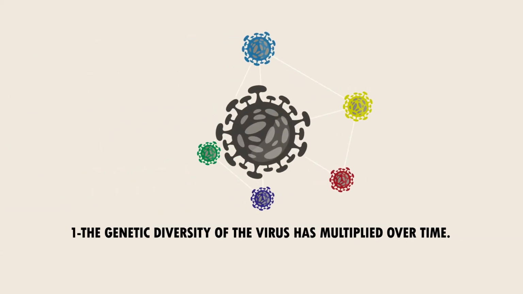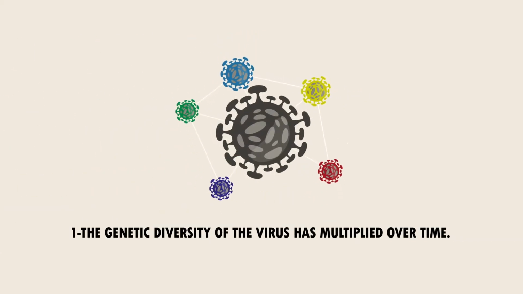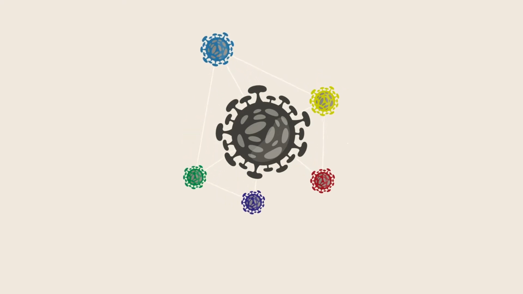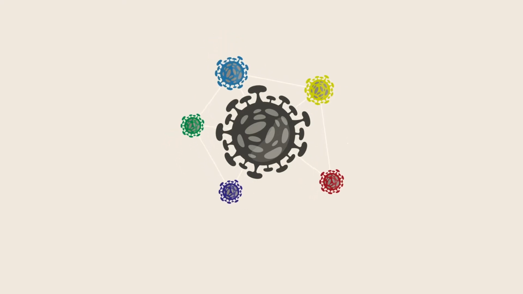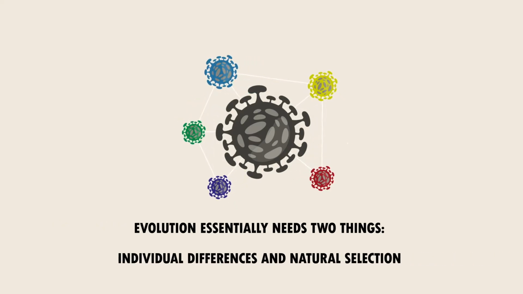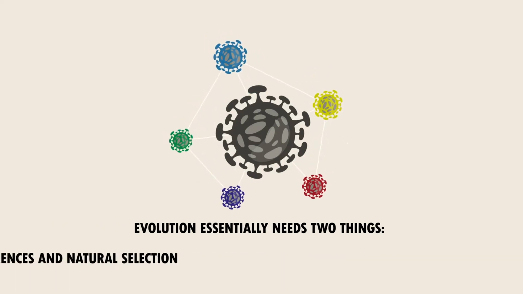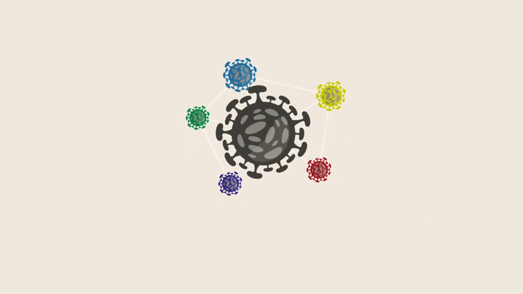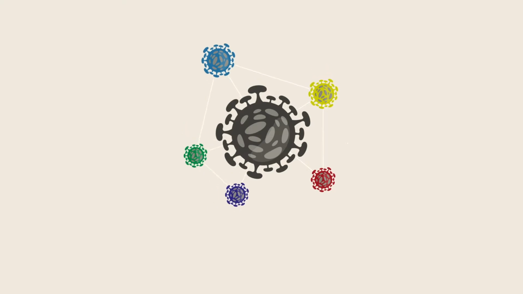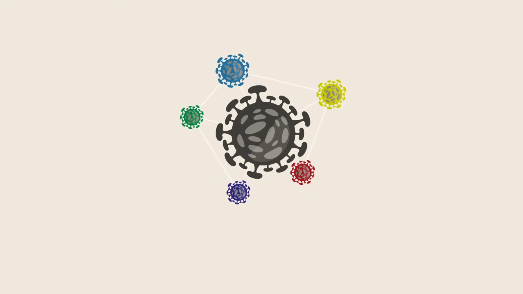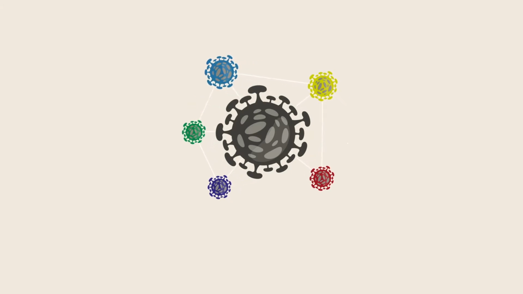The genetic diversity of the virus has multiplied over time. First, it would be helpful to give a refresher on how evolution works. Evolution essentially needs two things: individual differences and natural selection. Evolution is a continuous process. Organisms, as a group, accumulate change over time through mutations, and the environment helps determine which changes in a population are permanent and which are becoming less common.